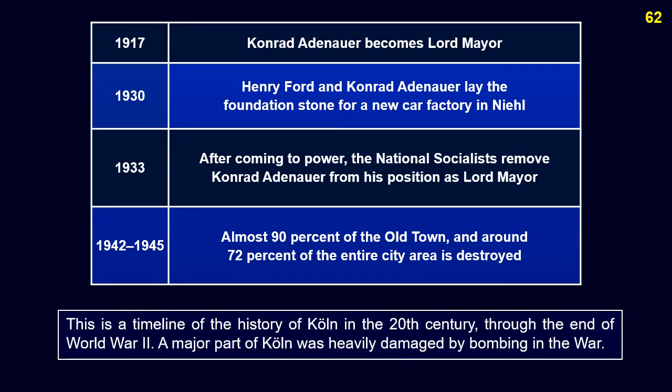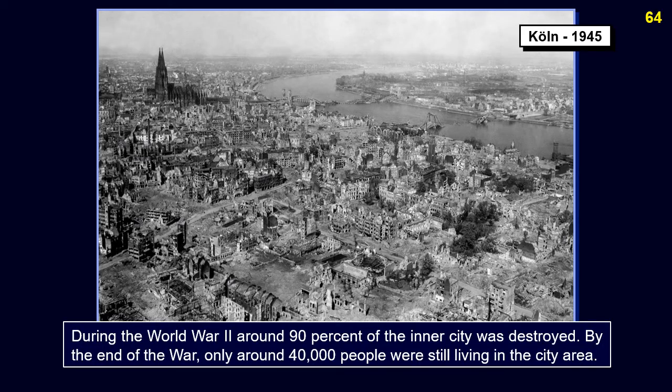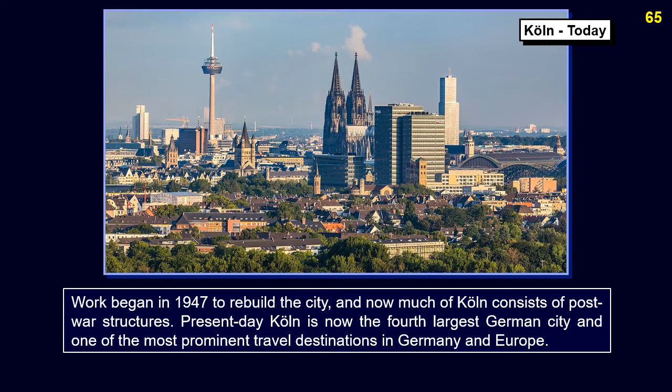This is a timeline of the history of Köln in the 20th century, through the end of World War II. A major part of Köln was heavily damaged by bombing in the war. This is a timeline of the history of Köln in the post-war period, after the end of World War II. During World War II, around 90% of the inner city was destroyed. By the end of the war, only around 40,000 people were still living in the city area. Work began in 1947 to rebuild the city, and now much of Köln consists of post-war structures.